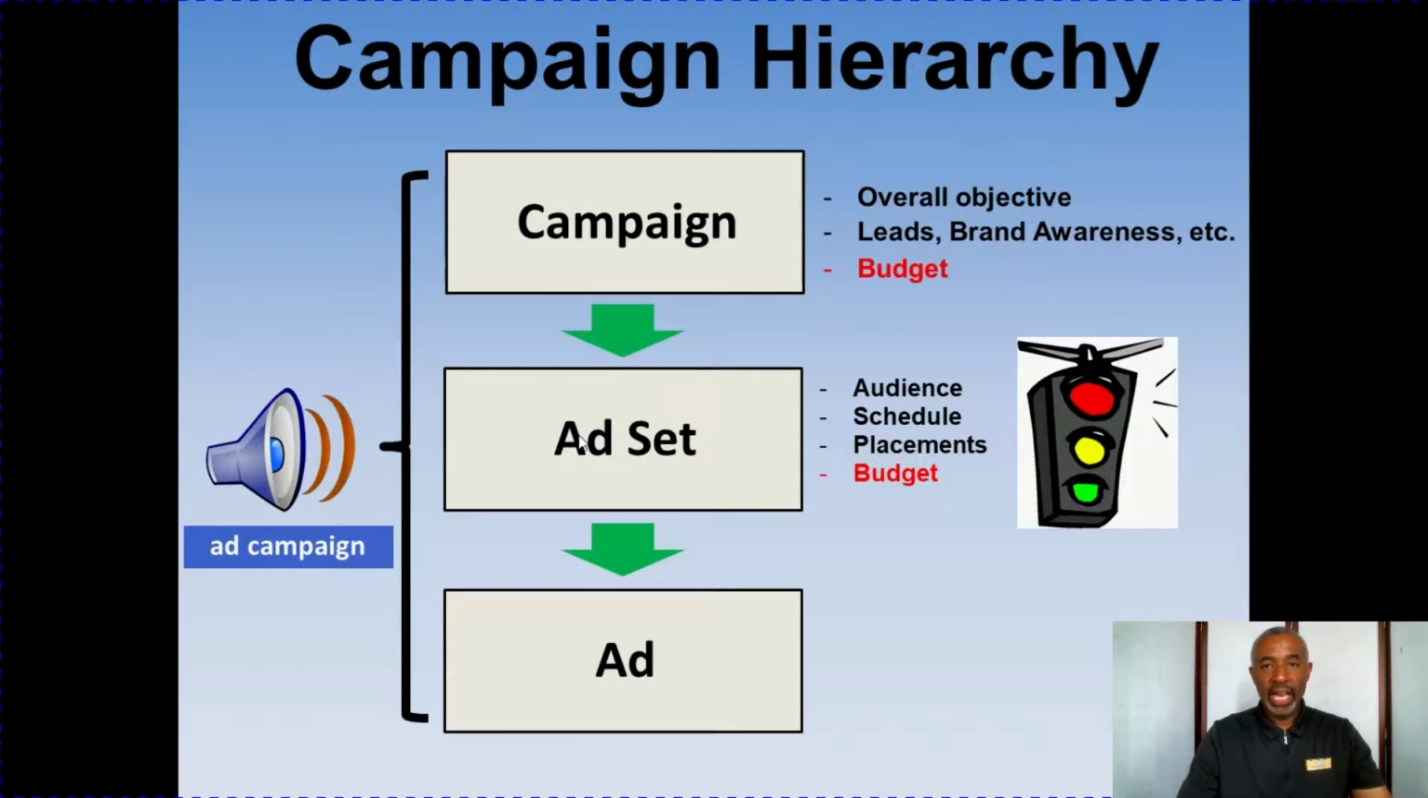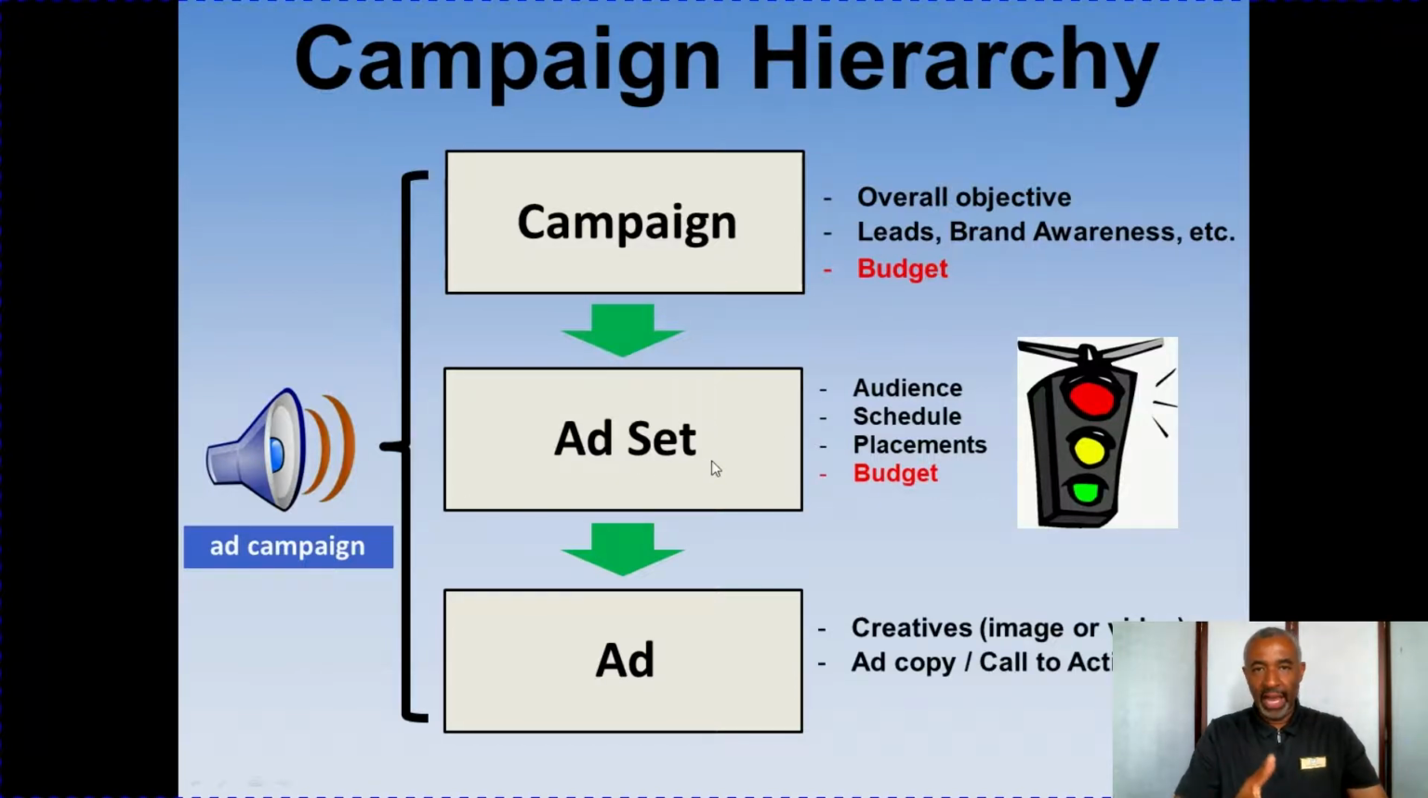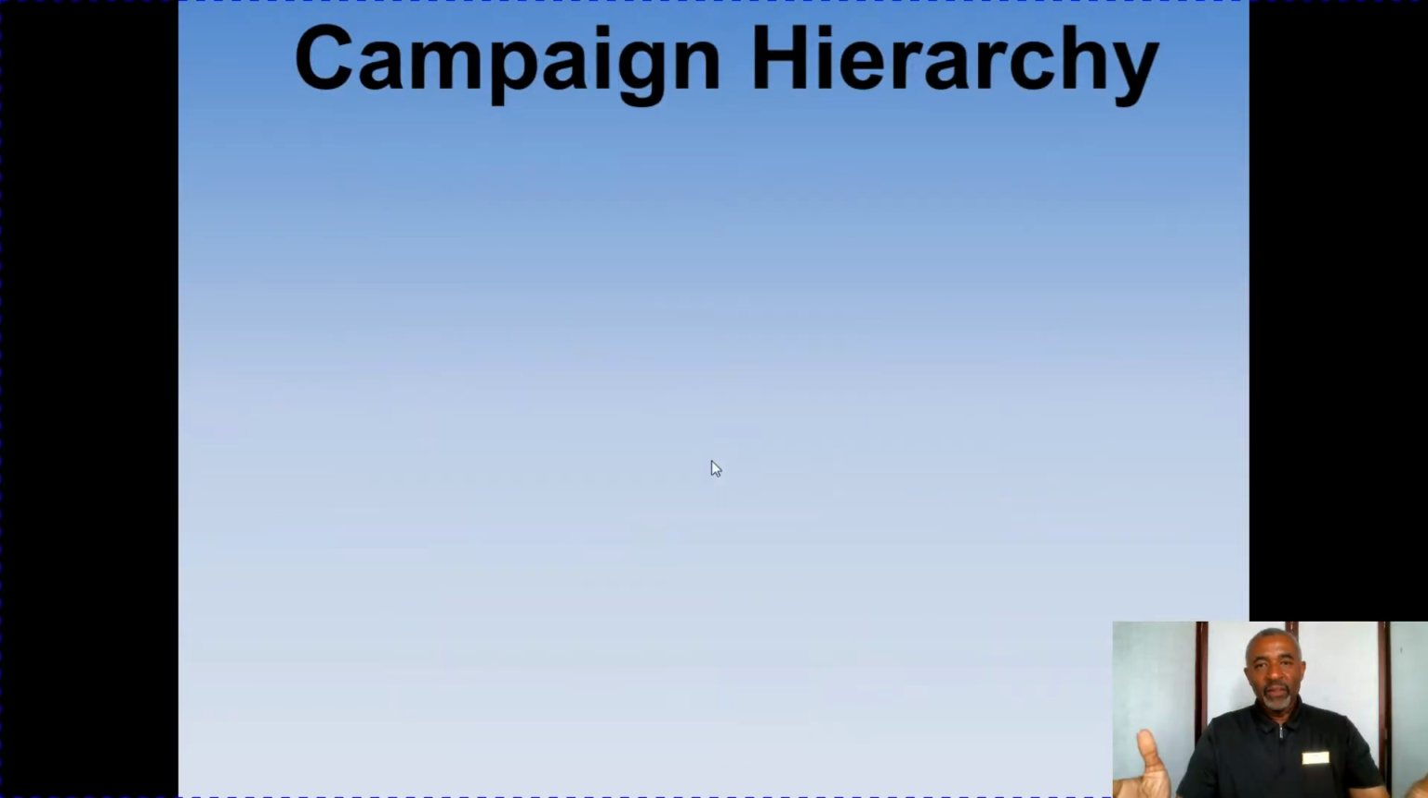Next is the actual ad itself, which is the creative, the image or the video that's going to be populated through the definitions that you set at the ad set level. And of course, your ads will also contain some sort of ad copy, including a call to action, meaning telling people what you want them to do once they're finished engaging with that content. Now, one of the ways I was able to understand the campaign hierarchy was to put it in terms that I could understand.